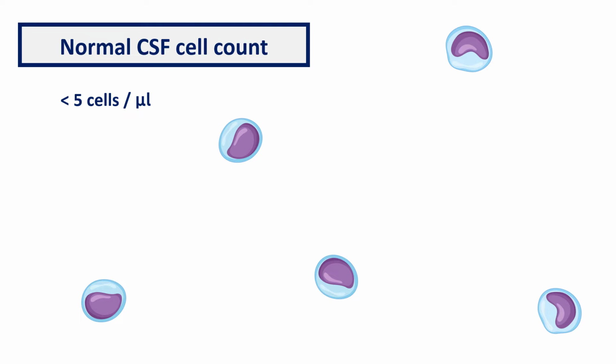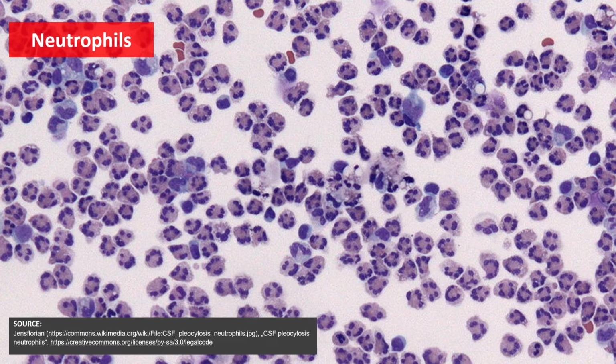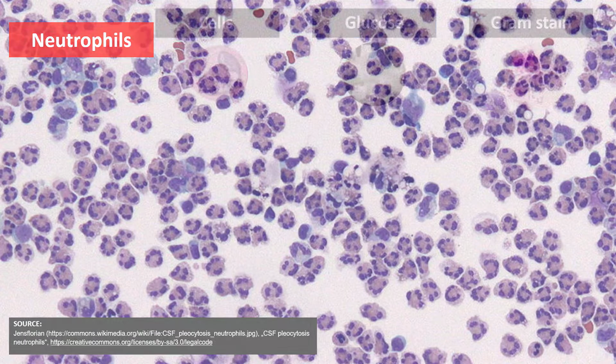And all of these cells should be lymphocytes, so no neutrophils and obviously no blood, no RBCs. If there are more than 5 cells per microliter, there is some sort of inflammatory process going on in the central nervous system. And we want to know whether these cells are lymphocytes or neutrophils. Because if they are predominantly neutrophils, the first thing that comes to mind is, of course, bacterial meningitis.